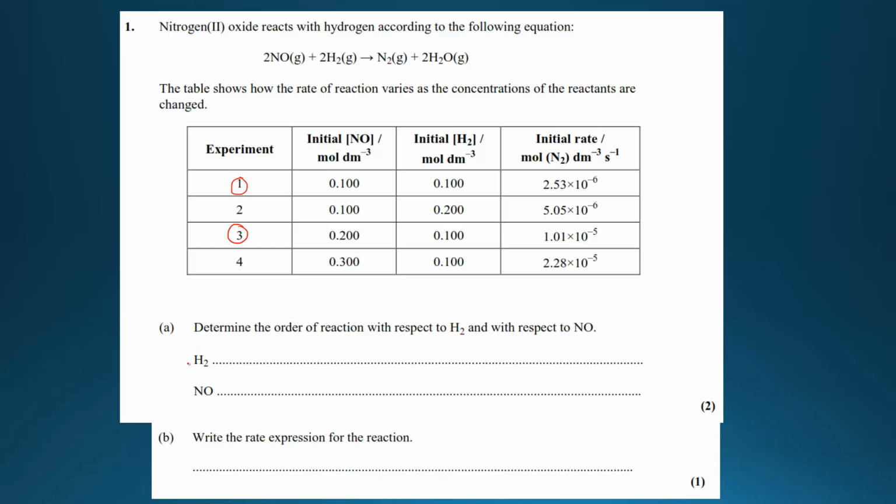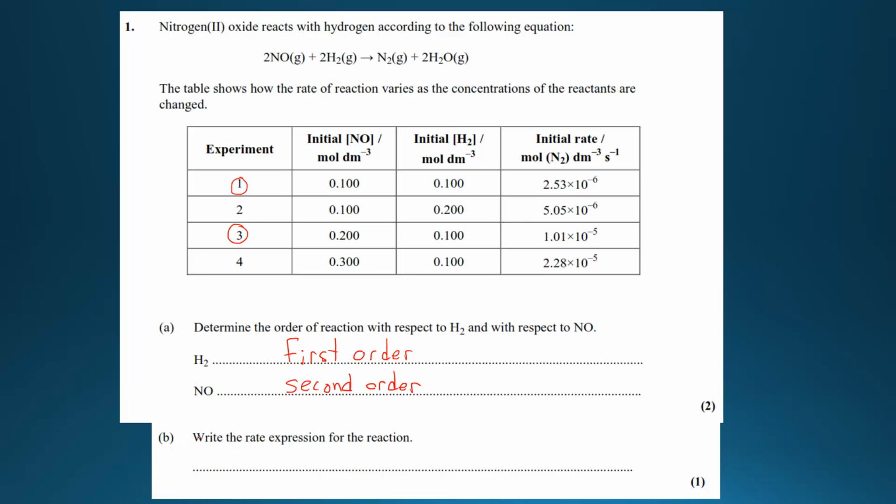So we'll do the hydrogen next. And for hydrogen, experiment 1 and 2, we double the concentration of hydrogen, the concentration of nitrogen monoxide stays the same, and the rate doubles. So for hydrogen, we've doubled the concentration and the rate doubles, so it's first order with respect to hydrogen. And for the nitrogen monoxide, we doubled the concentration and the rate increased by a square of the change, which is 4. 2 squared is 4, so it's second order for nitrogen monoxide.